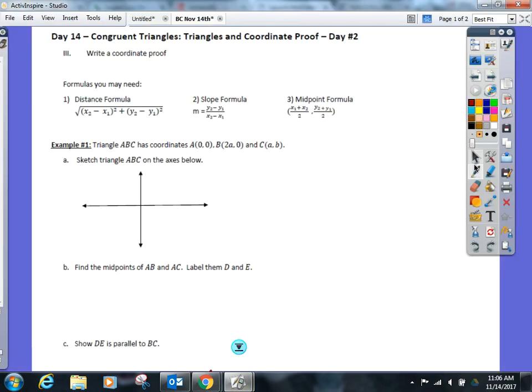Okay, for example one, could you do the following? Please make coordinate B 4A, 0. And could you make coordinate C 2A, comma 2B for me? And I'd like you to graph that right now. Go ahead and graph that triangle right now on part A.